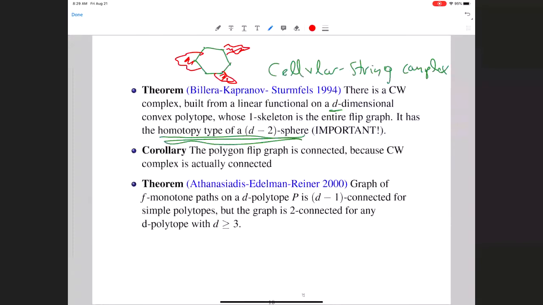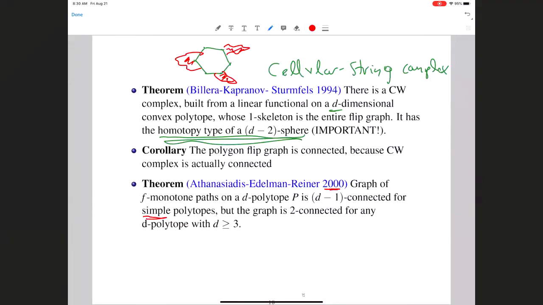So then about six years later, Athanasiadis, Edelman, and Reiner prove that the graph is not just connected, but actually, in general, if the polytope is nice, if the polytope is simple... What's a simple polytope? A simple polytope is one where every vertex has exactly dimension many facets coming into that vertex. For example, the three-dimensional cube is a simple polytope. And they are very important. They are the duals of simplicial polytopes. So essentially, this is the dual notion of simplicial polytope.